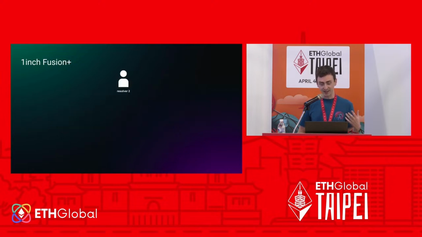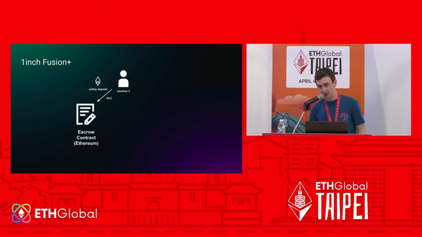So Resolver 2 in this case has won and is no longer competing, but they're now filling the swap for the user. The first thing they're going to do is create an escrow contract on the source chain, in this case Ethereum. And they're going to create this with two things. One is the hashed value of the secret that was shared by the user when they originally created the order. And the second is a safety deposit.